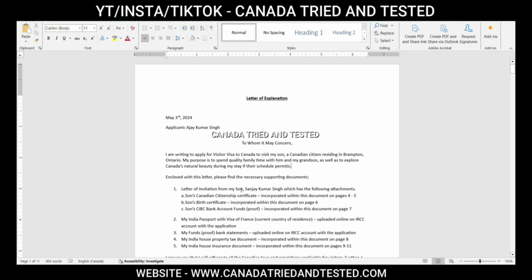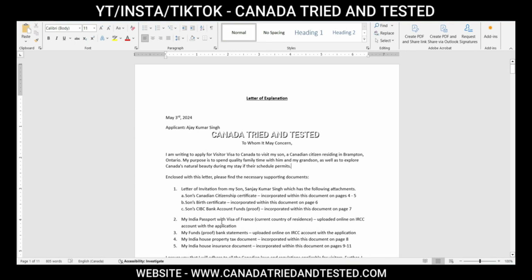Letter of invitation from my son, Sanjay Kumar Singh, which has the following attachments. What all attachments does the son's letter of invitation have? Son's Canadian citizenship certificate incorporated within the document, page 4 to 5. So if you go to page 4 to 5, this is the document you will find. In case it is a work permit, son's work permit or son's PR, that will come here. Then the birth certificate. The birth certificate establishes the relationship as father and son. Then son's CIBC bank account fund, which is the proof of fund, again on page 7. So pages 4, 5, 6, 7 are for the son's letter of invitation and the attachments.